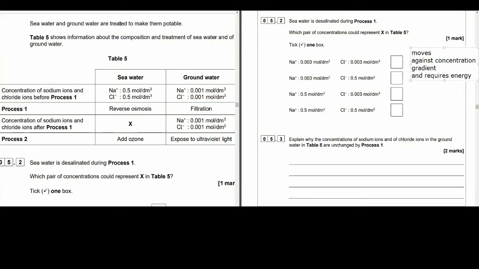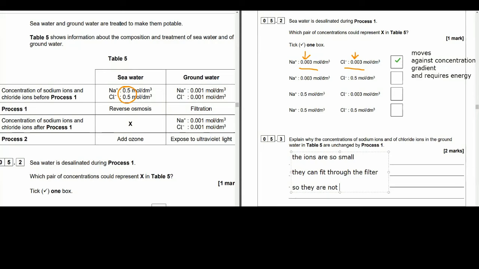Now, 5.3 says explain why the concentrations of sodium ions and chloride ions do not change after process one. Well, for groundwater, process one is filtration, and the ions are so small that they fit through the filtration. It doesn't remove any of the sodium or chloride. They're not filtered out in process one with the groundwater.